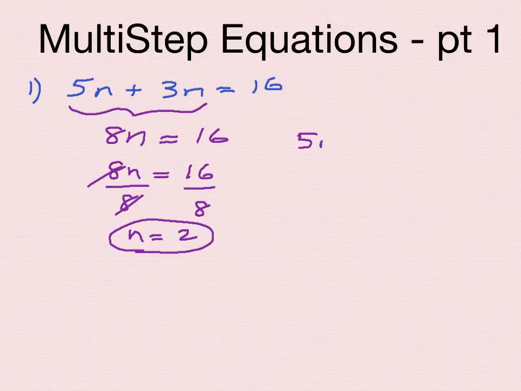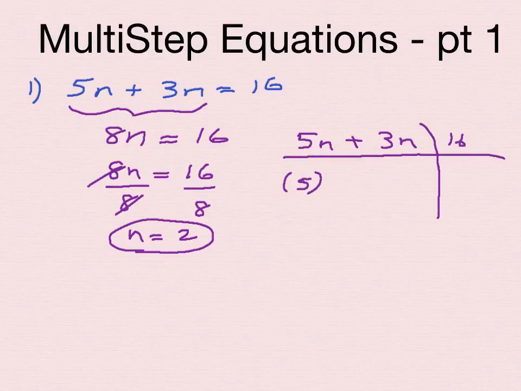You can always check your answers by going back, writing down the original equation without the equal sign, separating the left side from the right side, and substituting. So 5 times 2 plus 3 times 2, so 10 plus 6, you get 16, and there you go. The left side is equal to the right side, 16 is equal to 16, so therefore the solution is not 16, the solution is n is equal to 2.